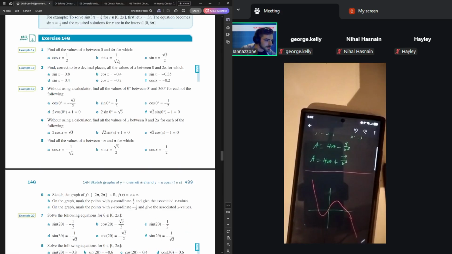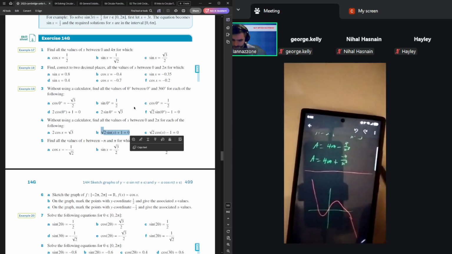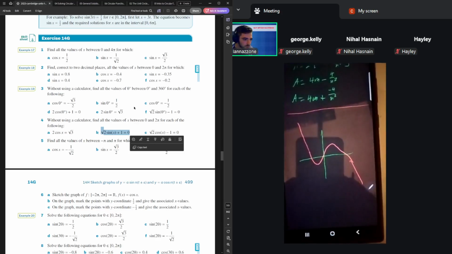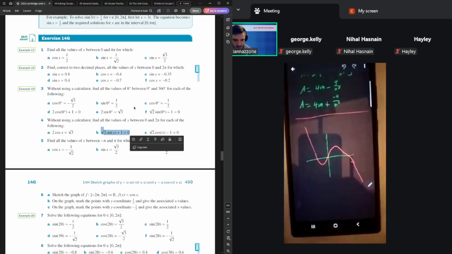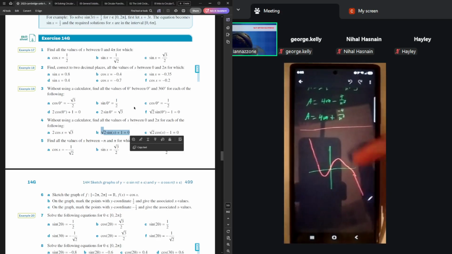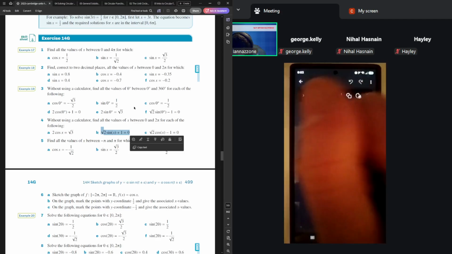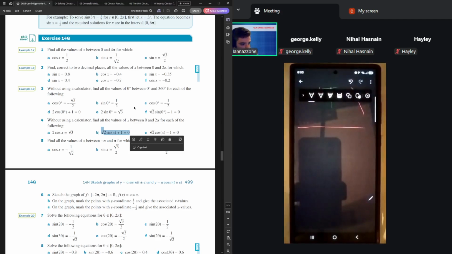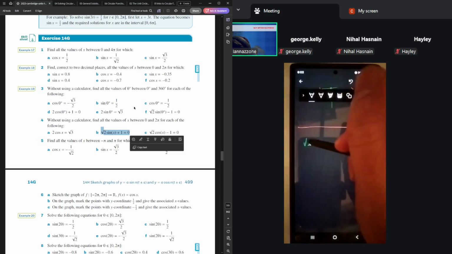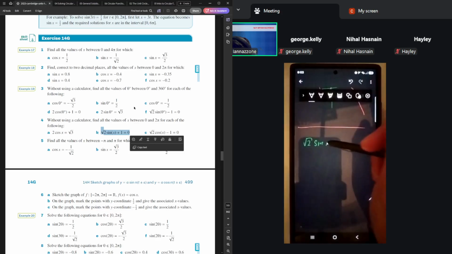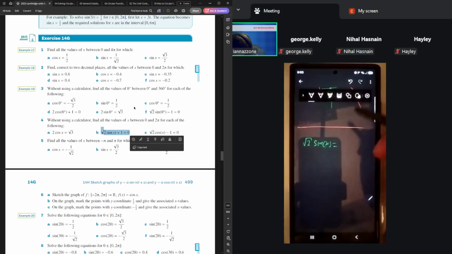In the meantime, let's give one of these a go. Let's start with one that takes a little bit more effort than just immediately getting it. Let's go with this. So I'm going to do 4b here, and I'm going to start writing that up in the handwritten note bit. Okay, so we're going to have root 2 sine x plus 1 is equal to 0.